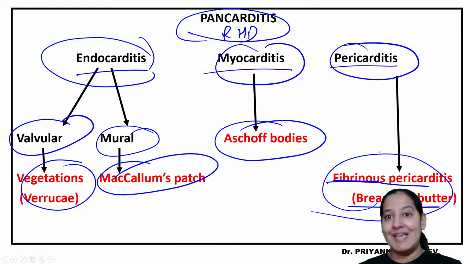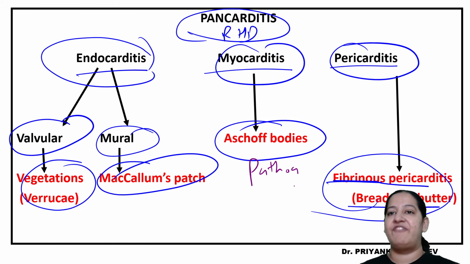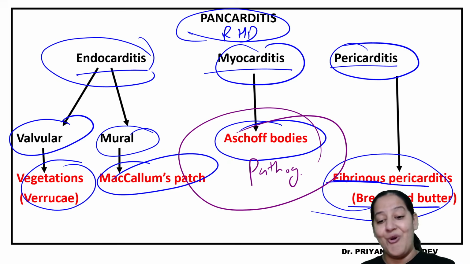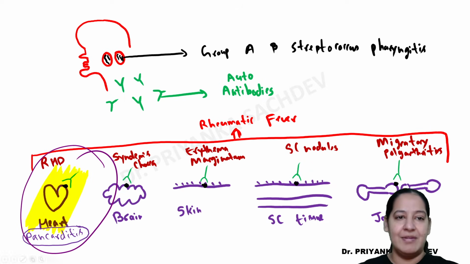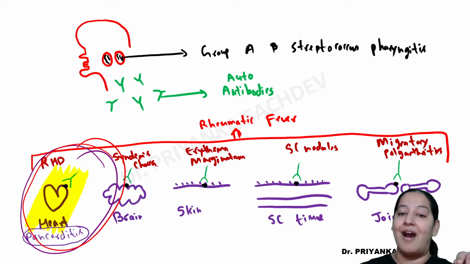And among all these, the pathognomonic feature is Aschoff bodies. Don't forget. So I am done. Out of the 5, I am done with the first one, rheumatic heart disease.